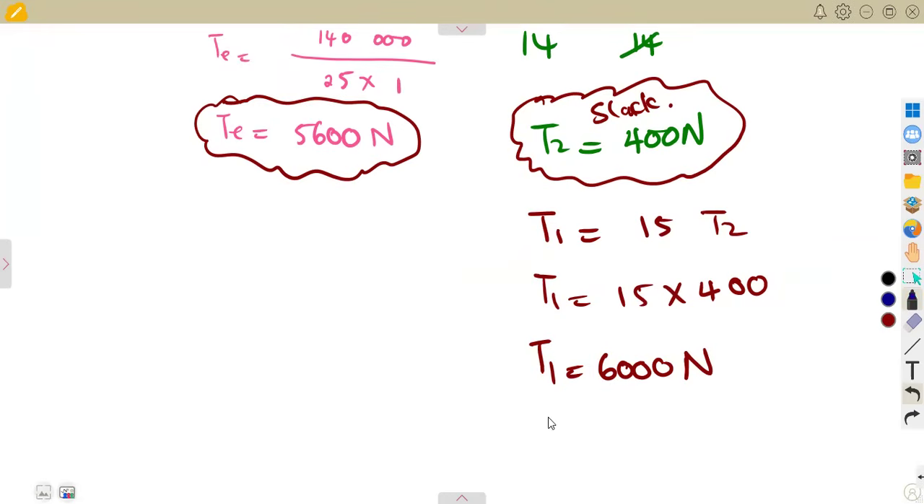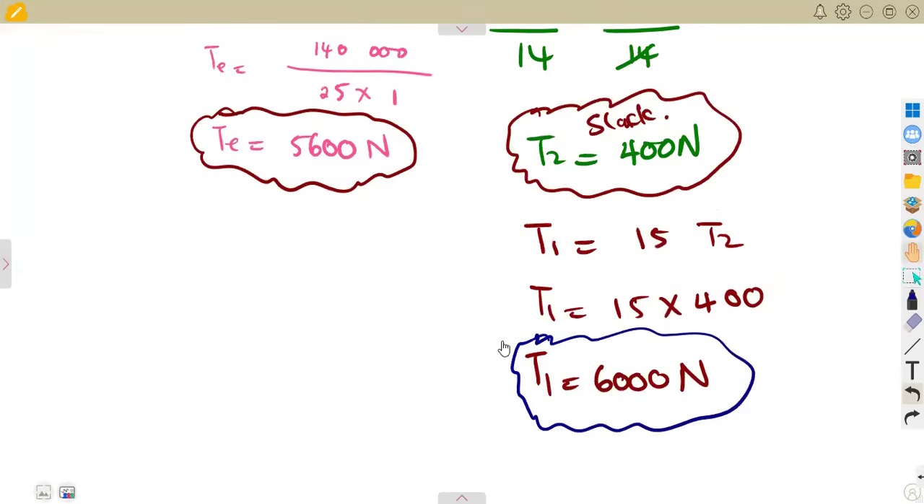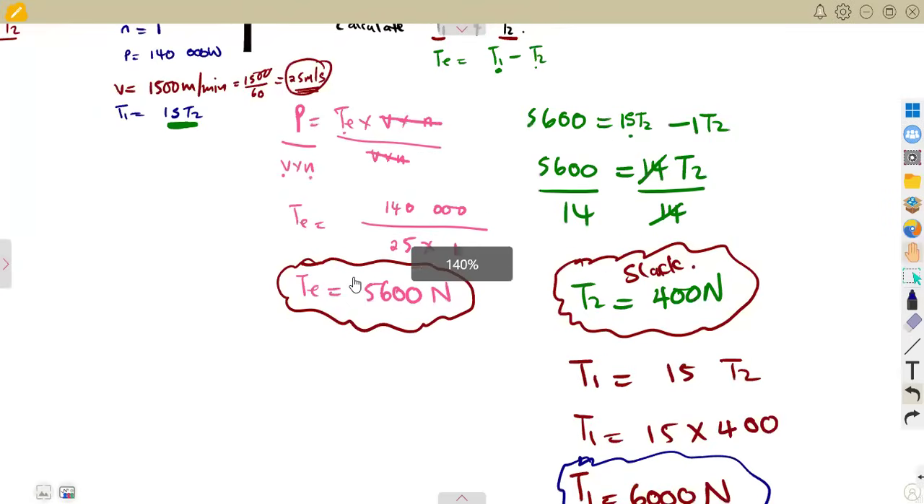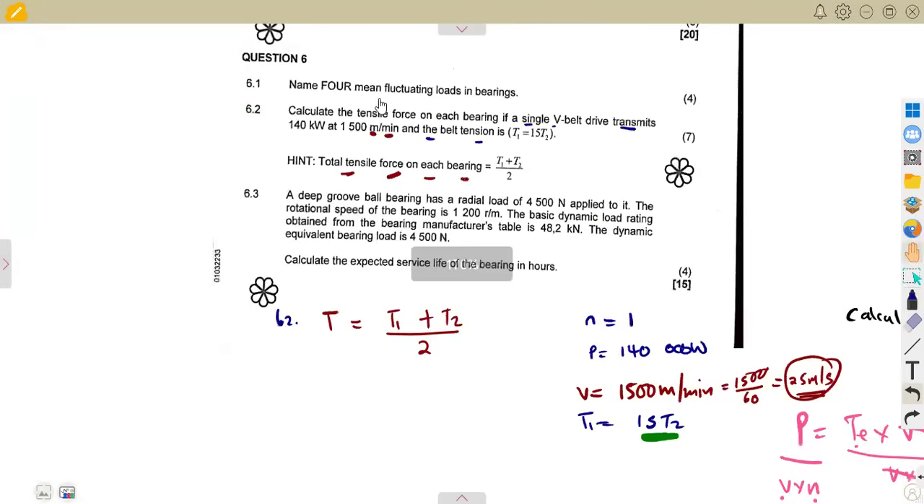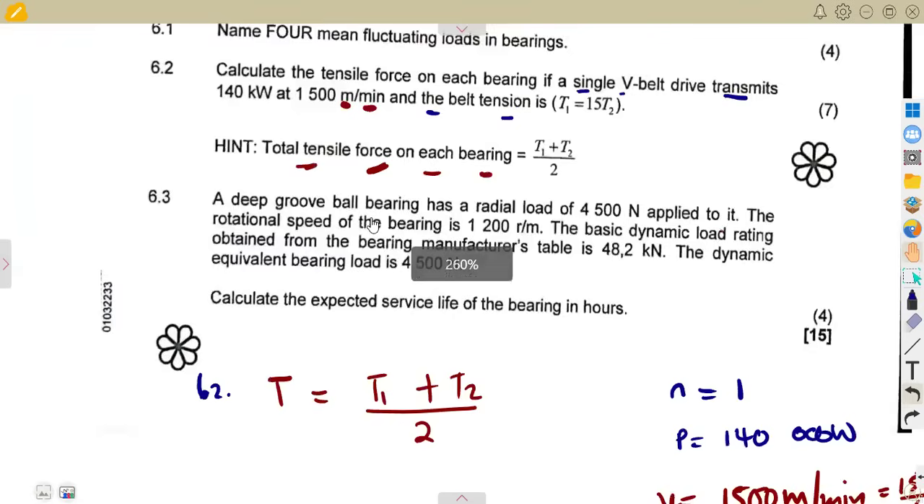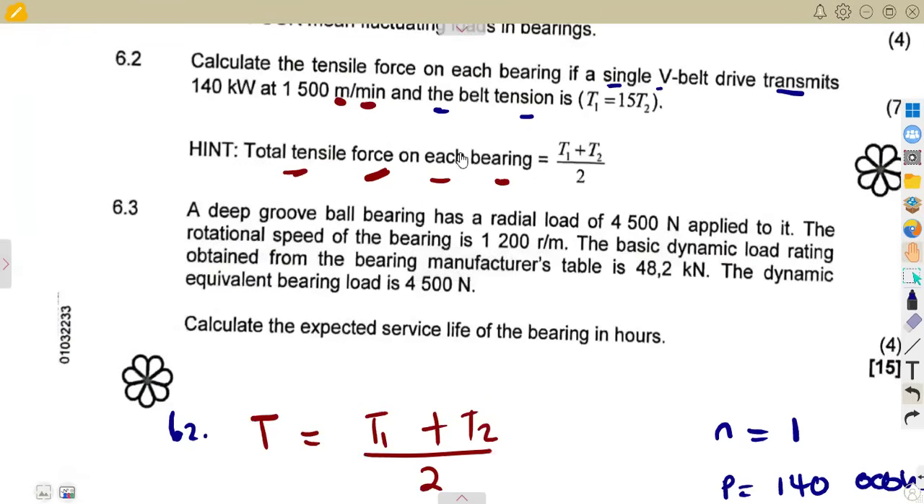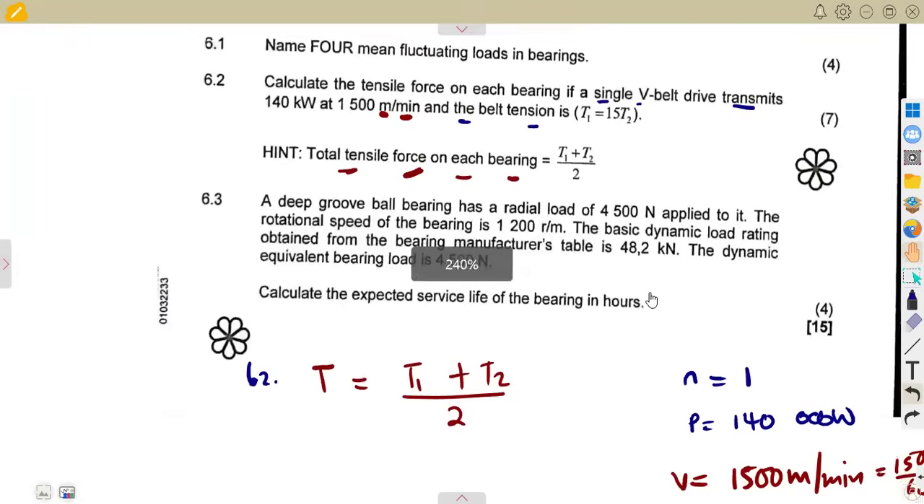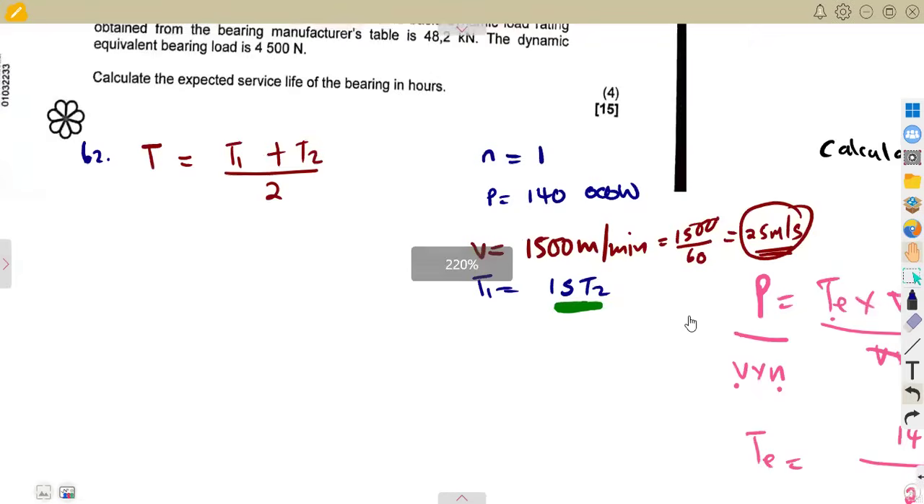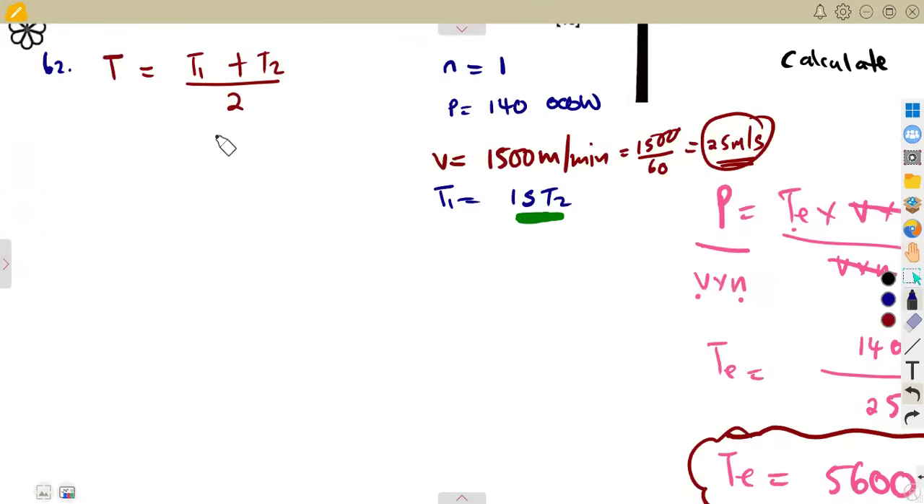So these two are enough to give us what we are being asked in the question, because the question was not about the effective tension. The question needs us to calculate the tensile force, and the total tensile force was given by the formula of a bearing, T = (T1 + T2) / 2. So we are simply substituting because we calculated these values before.